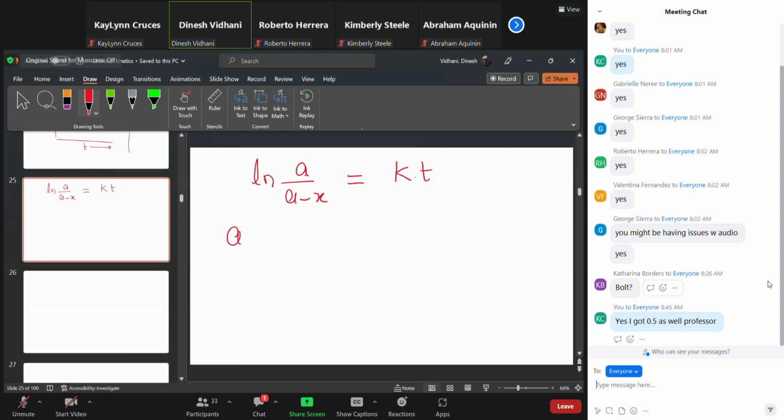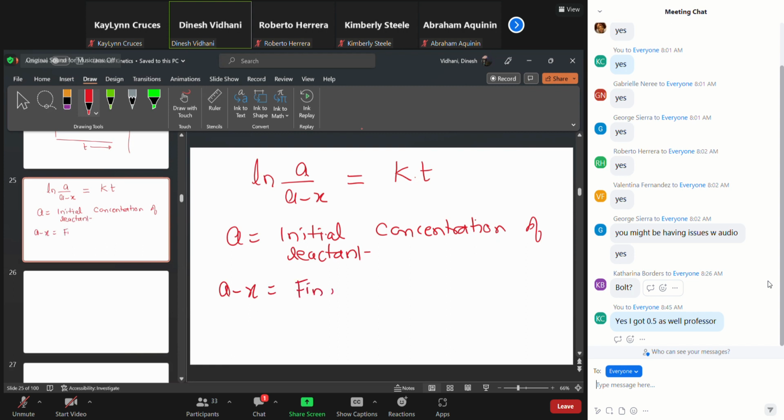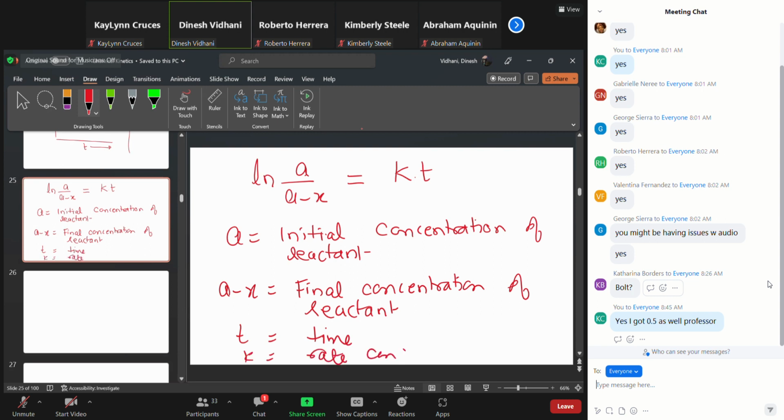What is A? It is your initial concentration of reactant. A minus x is the final concentration of reactant, which is left at that time. T tells you the time, and K tells you the rate constant.